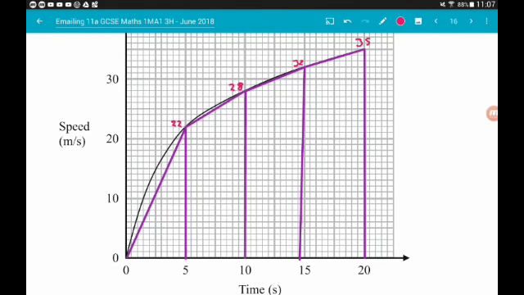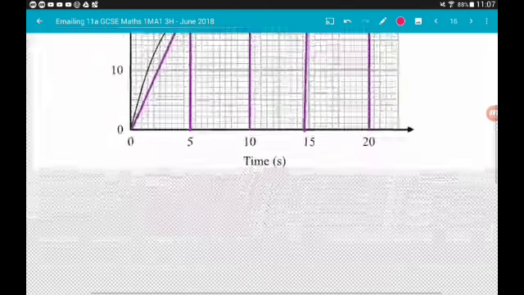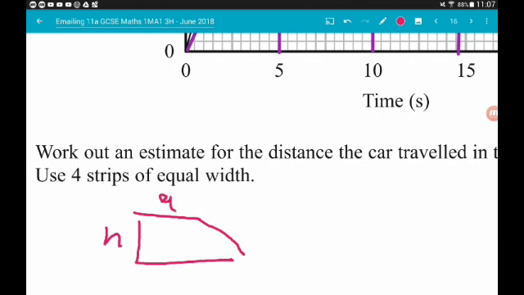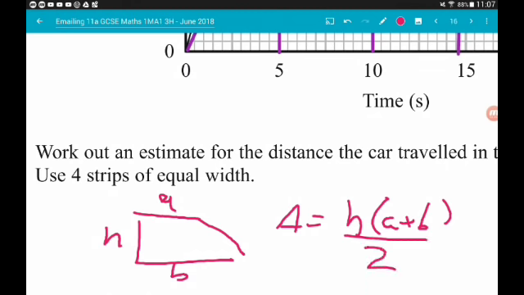Now what we need to do is work out the area of each of them. So a little reminder on area of a trapezium. We call the height H, the top length A, and the bottom length B. The area is the height times A plus B, all divided by 2.